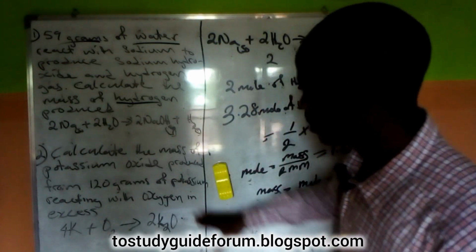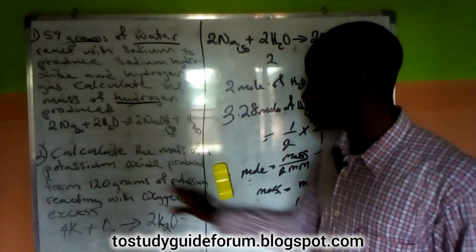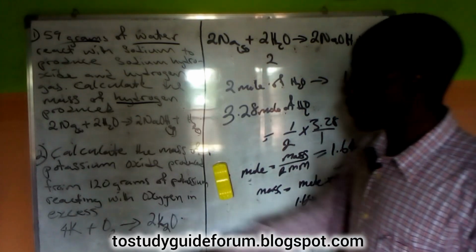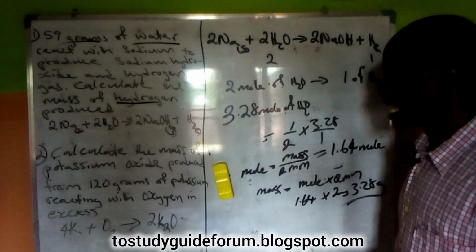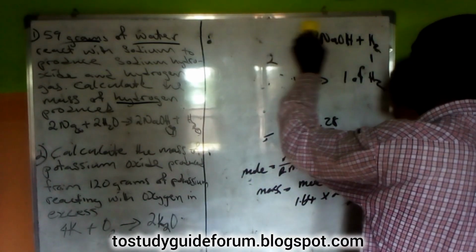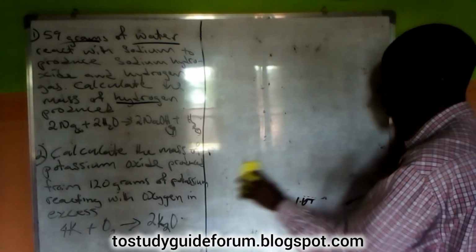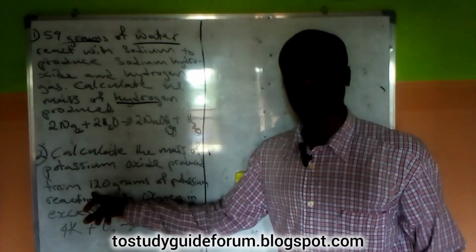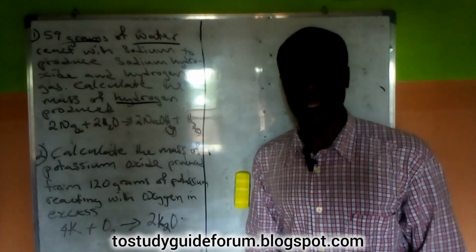So let's continue. The next one we have here is to calculate the mass of potassium oxide produced from 120 grams of potassium reacting with oxygen in excess. Now they say that the oxygen is in excess. What it simply means is that the actual thing that determines the reaction is the 120 grams of potassium, which is the limiting reagent.